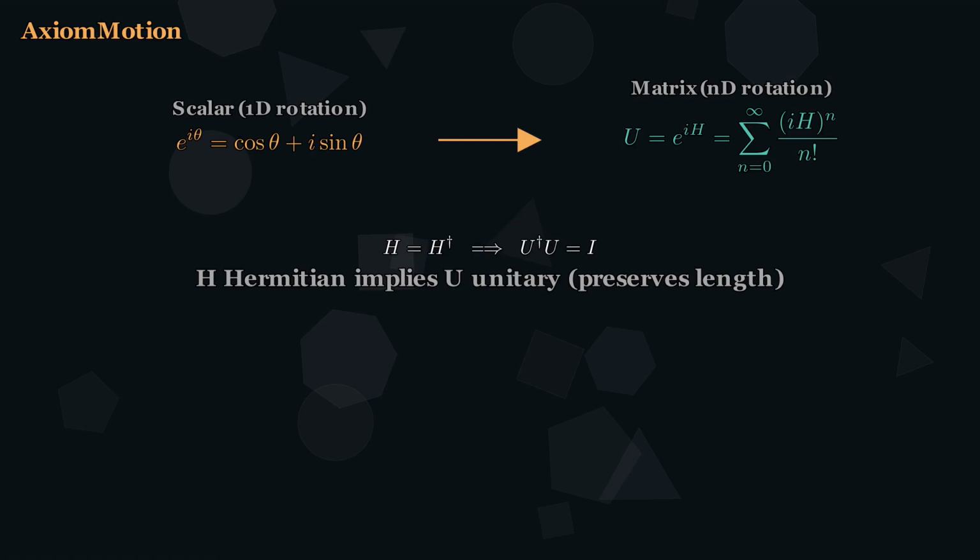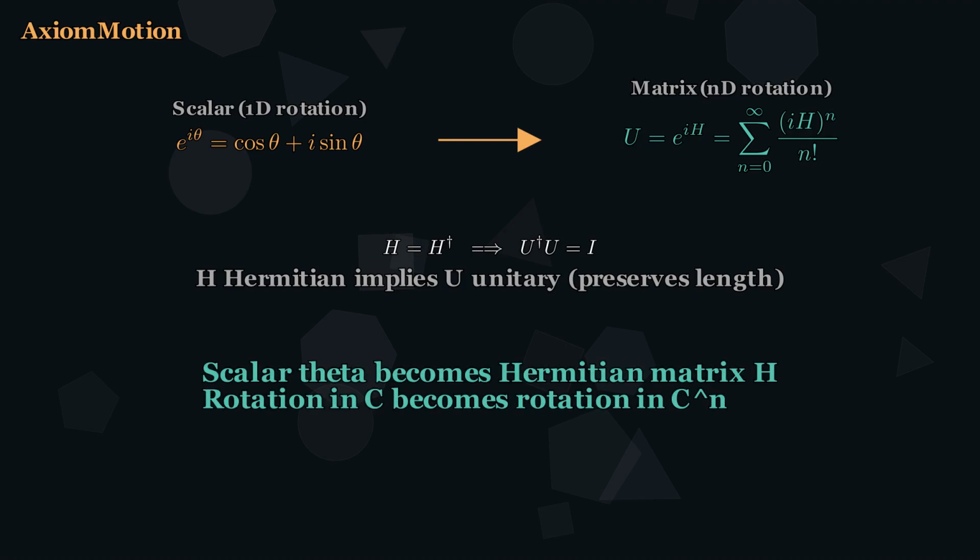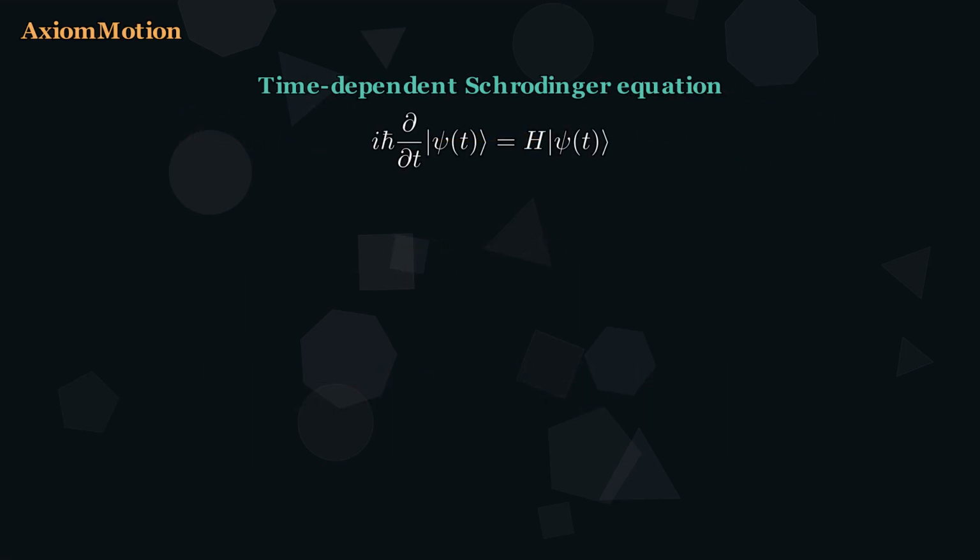It preserves lengths. Scalar theta becomes Hermitian matrix H. Rotation in the complex line becomes rotation in complex n-dimensional space. And this is exactly what quantum mechanics uses. The Schrödinger equation says that the time evolution of a quantum state is governed by a Hermitian operator H, called the Hamiltonian. The solution is beautiful.